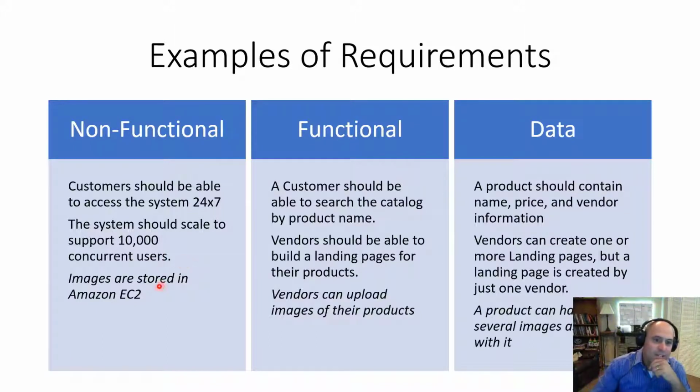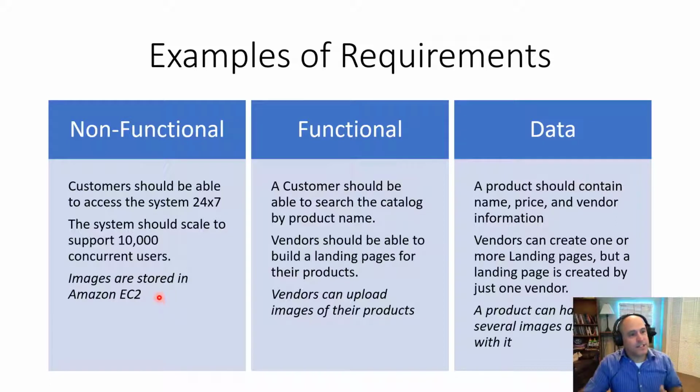So these last ones in italic represent the same sort of idea represented as a non-functional requirement, a functional requirement, and a data requirement. So you might have an application and you require that the images in the application are stored in Amazon's EC2. This should probably be S3, not EC2. EC2 is not the correct technology to use here, but it doesn't really matter. You're going to store the images in the Amazon cloud.